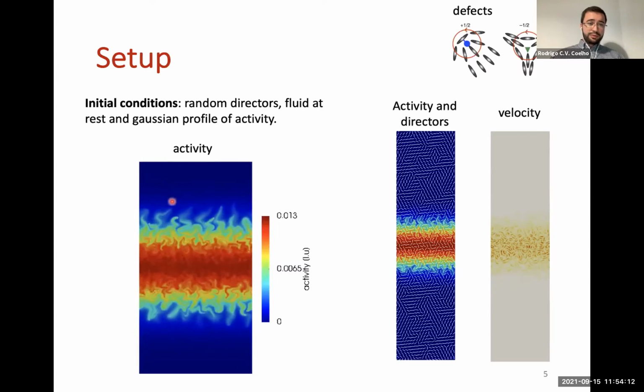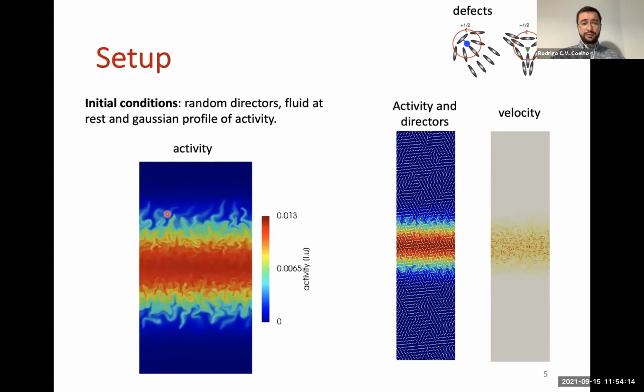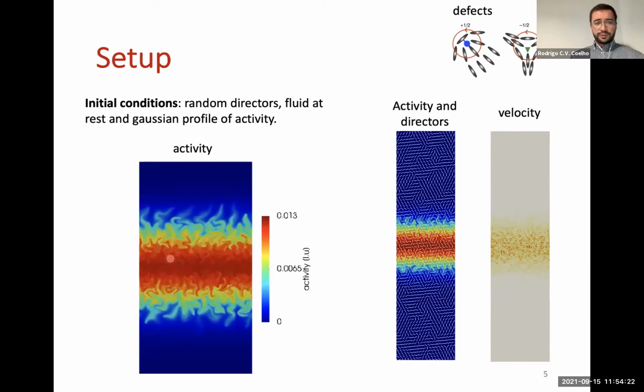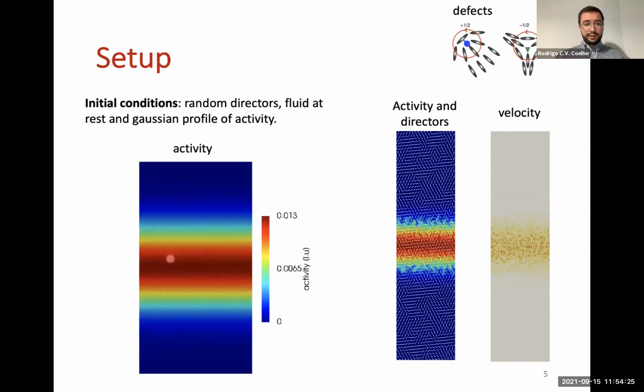But there are also defects coming from this region, the almost passive one, and going to the active one. So this is responsible for one effect that I'll show in the next slide, that you observe subdiffusion. This is anomalous diffusion of activity.